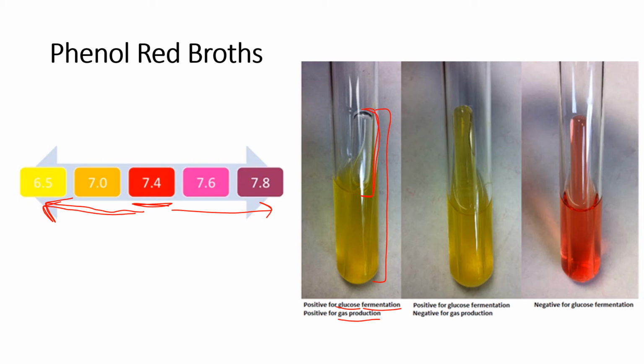So this is a picture of a glucose tube that is positive for glucose fermentation and positive for gas production. This tube is also positive for glucose utilization, but it does not have a bubble, so it is negative for gas. And this tube is negative for glucose fermentation because the media still remains a red color. Acidic byproducts were not produced.